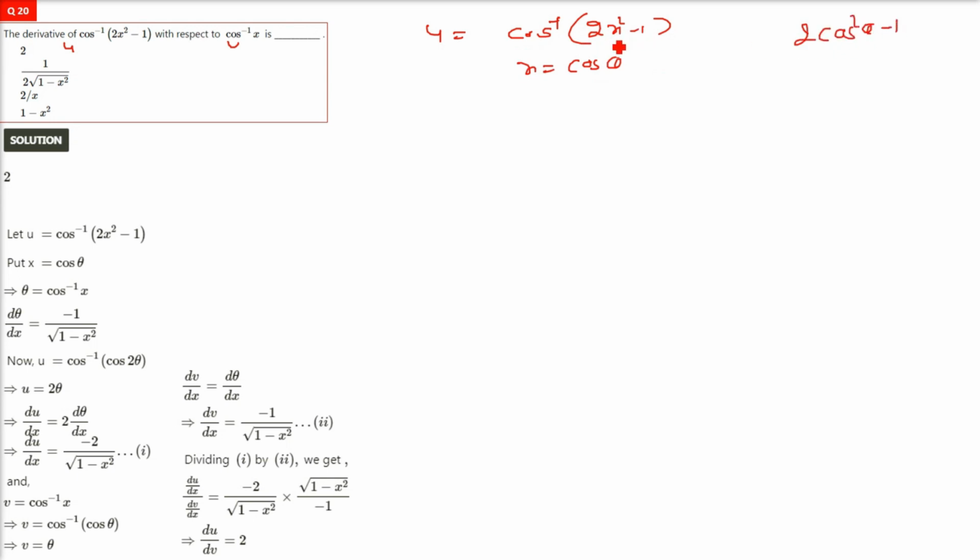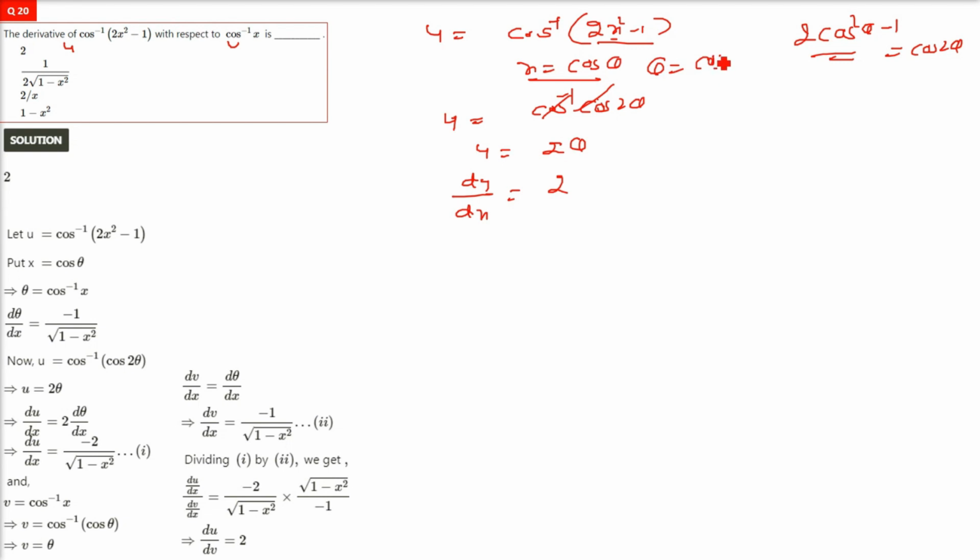Because if you put cos theta, 2 cos square theta minus 1 is cos 2 theta, from trigonometry we already know that. So we get u is equal to cos inverse, and this is 2 cos square theta minus 1. 2 cos square theta minus 1 is cos 2 theta. So I'll just write cos 2 theta here. And now you can cancel cos and cos inverse. So you'll get 2 theta. And theta is what? Cos inverse x. du by dx you have to do. So this theta becomes cos inverse x. Write it here. Cos inverse x. Now when you differentiate it, it will be minus 1 by under root 1 minus x square. Okay, du by dx is already done.